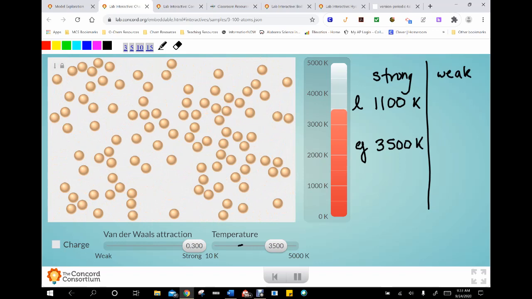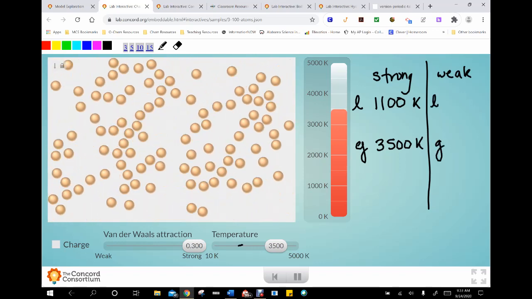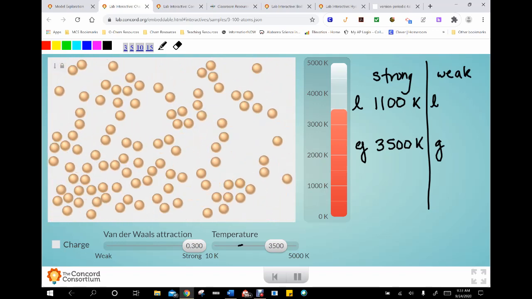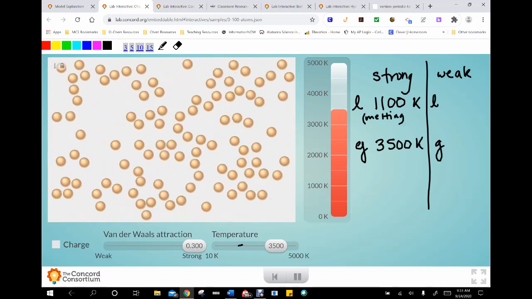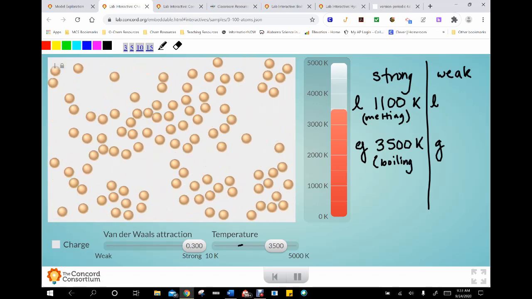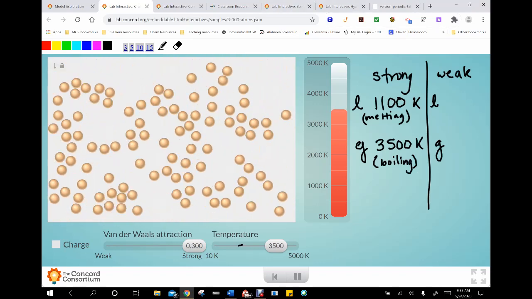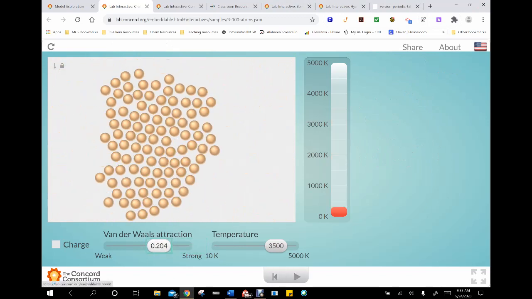Now let's investigate or compare what happens to those phase change points when we have weaker forces. So in going to a liquid, that's representing the phase change of melting. And when going to a gas, that's representing the phase change of vaporizing or boiling. So let's change our settings here and see what we find. So reset. But this time, let's start off with very weak attractions. And let's notice if it becomes easier or harder to make these phase changes.